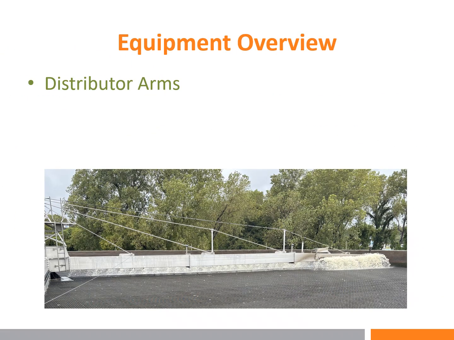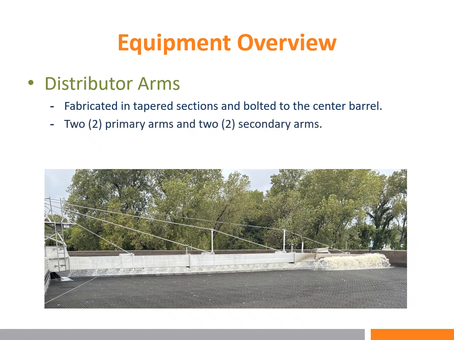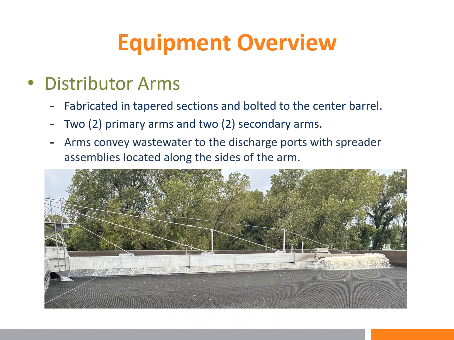Distributor arms. Distributor arms are fabricated in tapered sections and bolted to the center barrel. There are two primary arms and two secondary arms. Arms convey wastewater to the discharge ports, with spreader assemblies located along the sides of the arm.